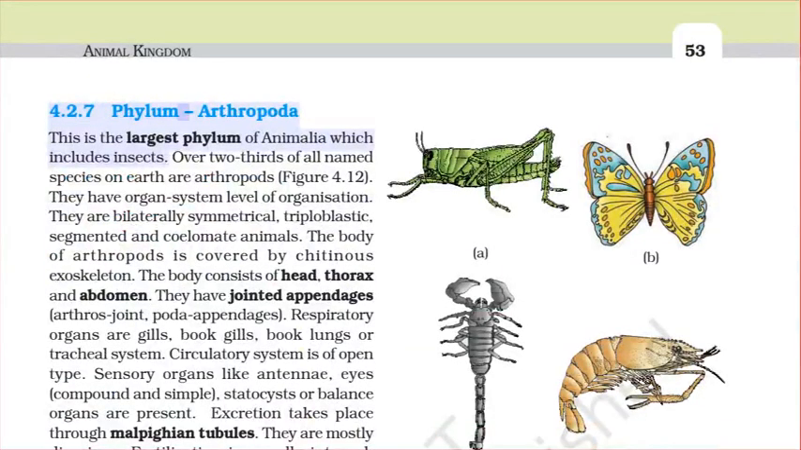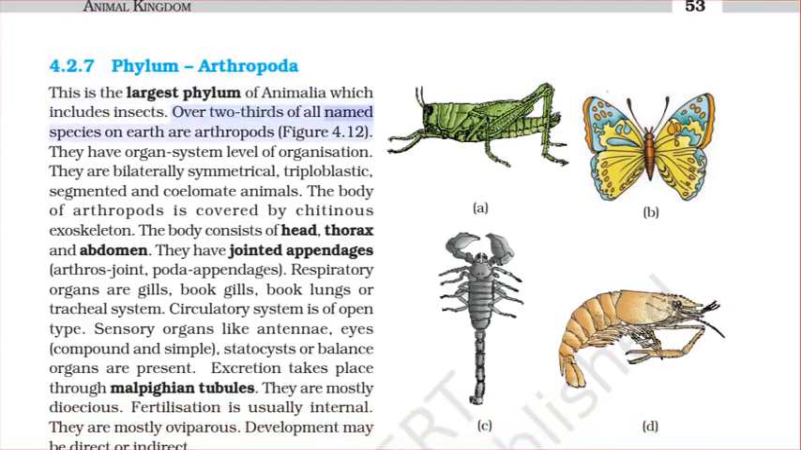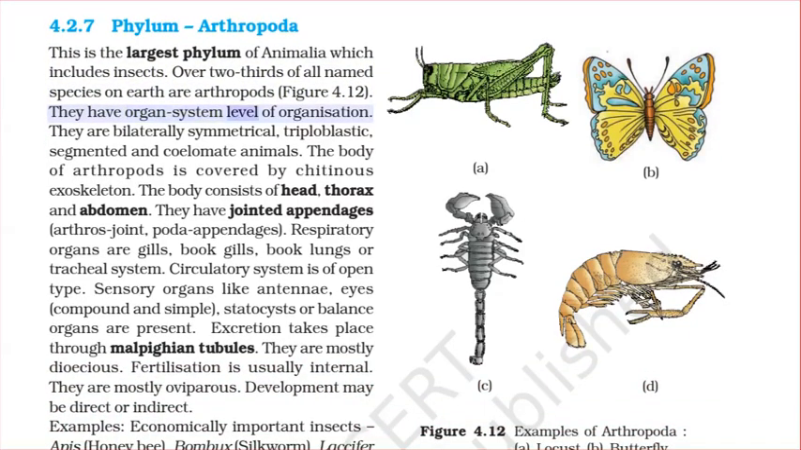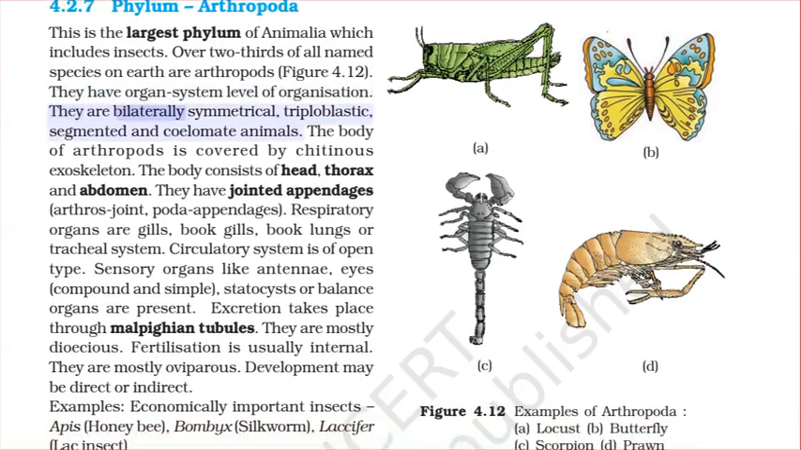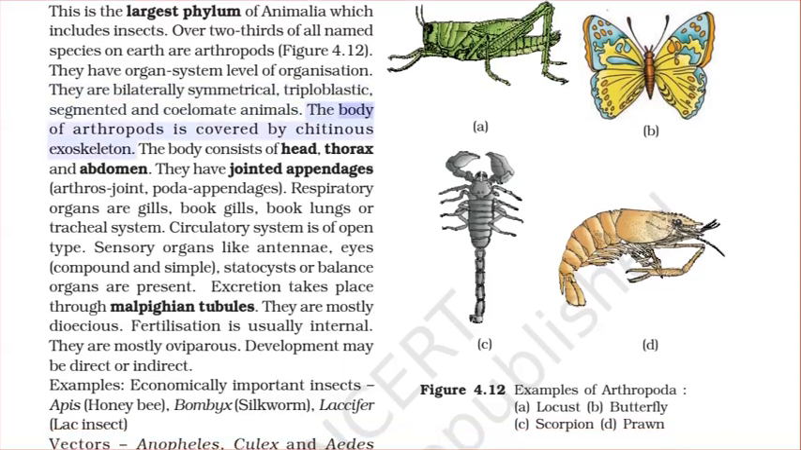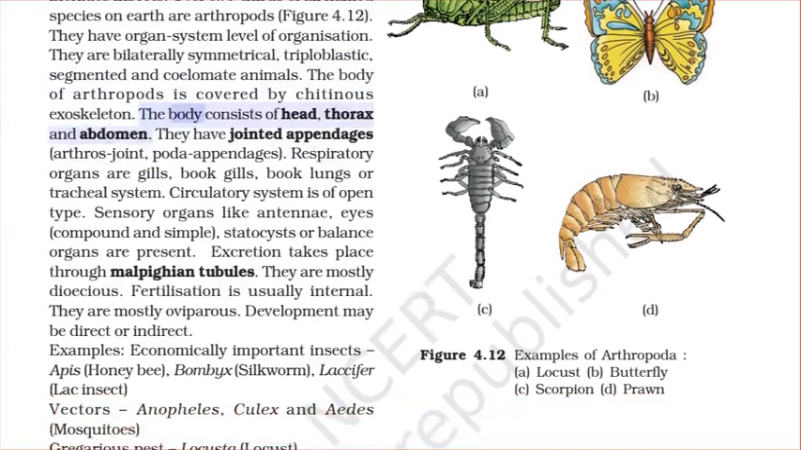4.2.7 Phylum Arthropoda. This is the largest phylum of Animalia, which includes insects. Over 2/3 of all named species on Earth are arthropods, figure 4.12. They have organ system level of organization. They are bilaterally symmetrical, triploblastic, segmented, and coelomate animals. The body of arthropods is covered by chitinous exoskeleton. The body consists of head, thorax, and abdomen.